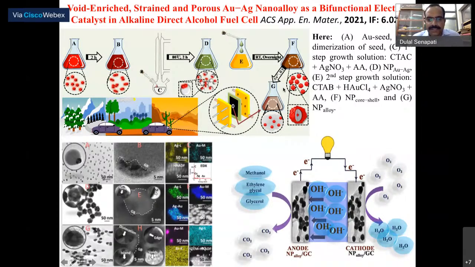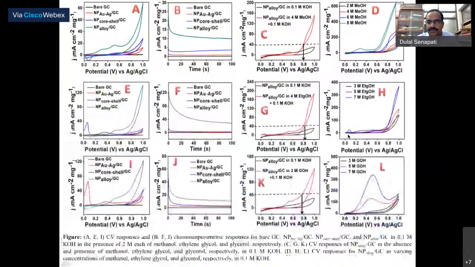These nanomaterials also show applications in direct fuel cells. Direct fuel cells means we can make fuel cells from different alcohols like methanol, ethanol, and ethylene glycol. So those we can also use. Here are some examples. We make nanoparticles which we call nano alloys. If you see, the nano alloy shows the maximum electron density.